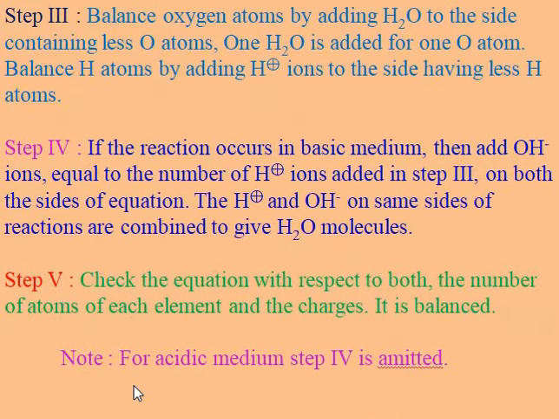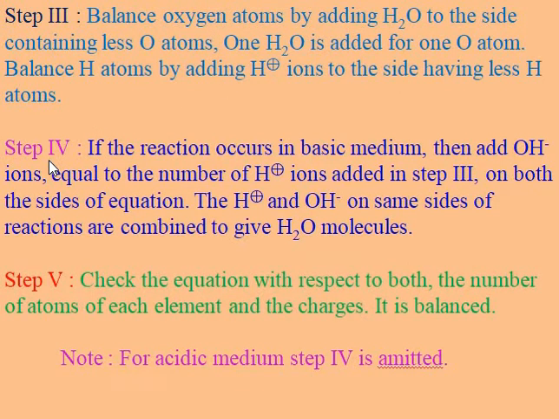Third step: balance the oxygen atoms by adding H2O to the side containing a smaller number of oxygen atoms, and 1 H2O is added for 1 oxygen atom. Balance the hydrogen atoms by adding H plus ions to the side having a smaller number of hydrogen atoms. Means the hydrogen atoms are added on the side opposite to that of the water molecules.